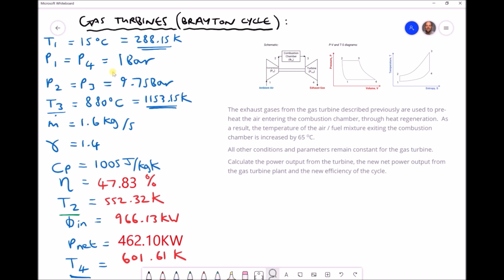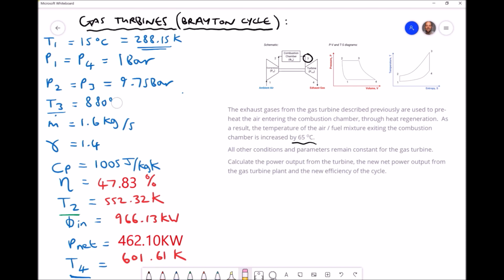So in this example, it states that the exhaust gases from the gas turbine described previously are used to preheat the air entering the combustion chamber. So this is what's known as regenerative heating. So there it states through heat regeneration. As a result, the temperature of the air-fuel mixture exiting the combustion chamber is increased by 65 degrees. Well, the exit of the combustion chamber is position 3. So T3 is going to be increased by 65 degrees. Previously, it was 880 degrees. 880 plus 65 is 945.